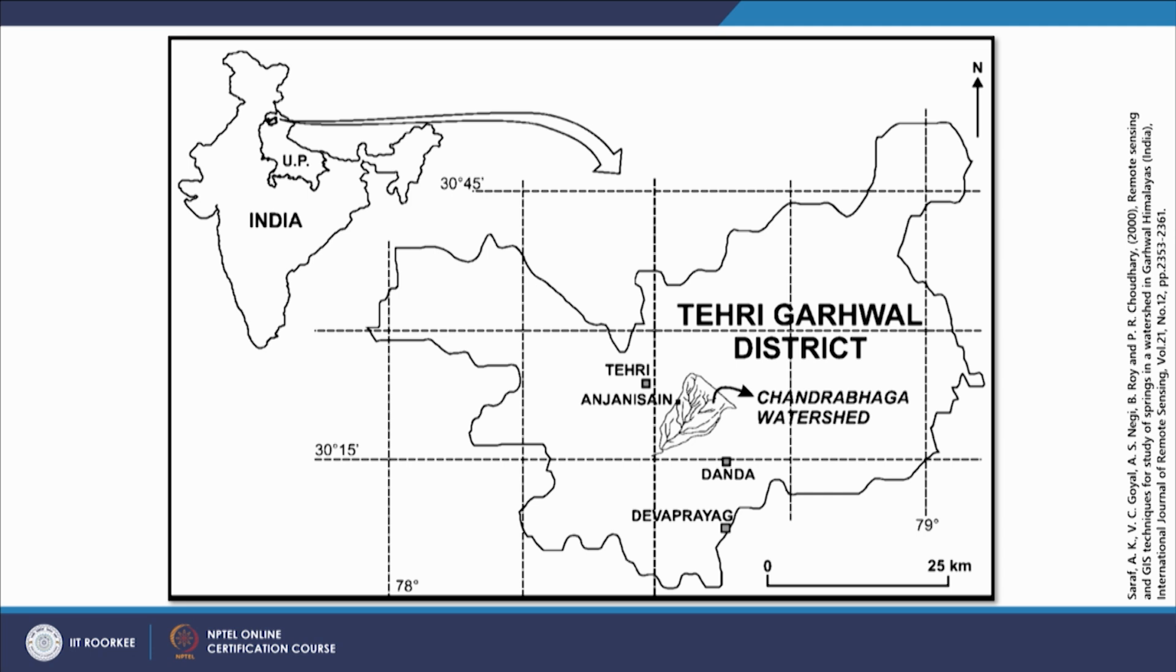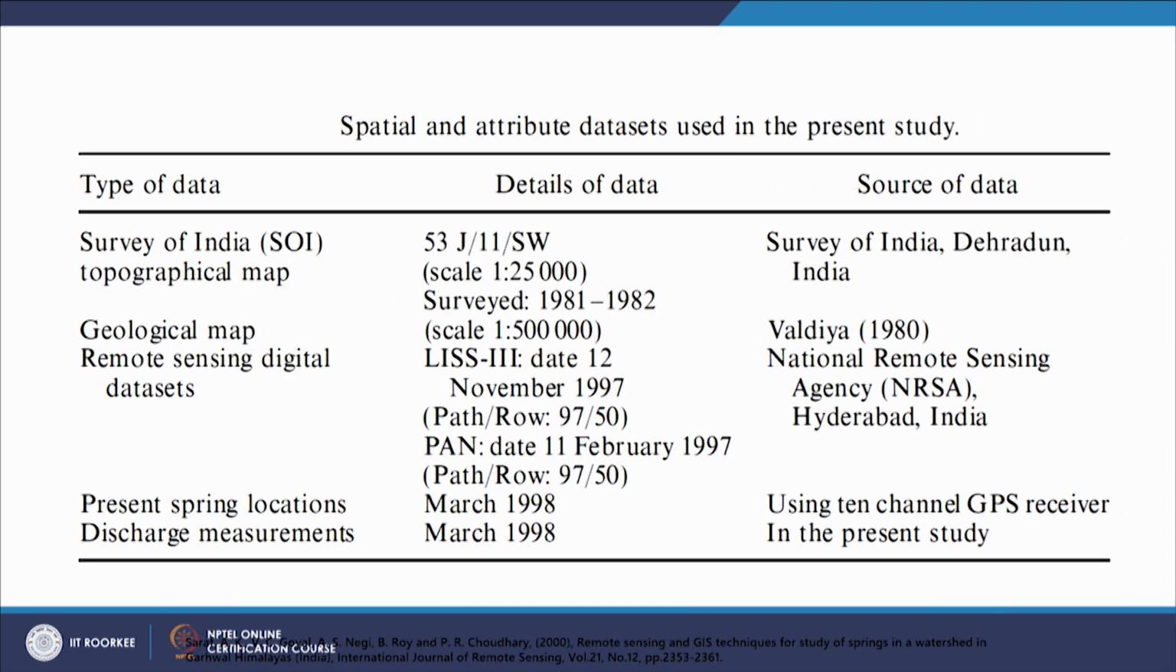So, here this is the area, and there is a small watershed in Tehri Garhwal district, which was studied from a spring point of view and what happened during that time. So, we have taken the satellite data, some topographic maps to know what were springs existing before the earthquake event and what happened after the earthquake event.